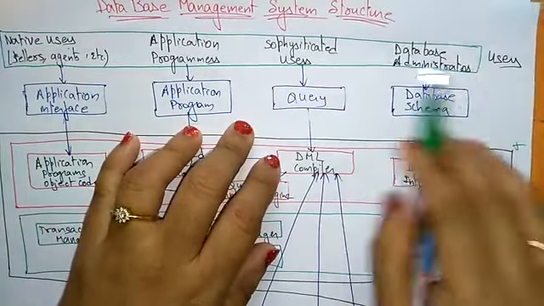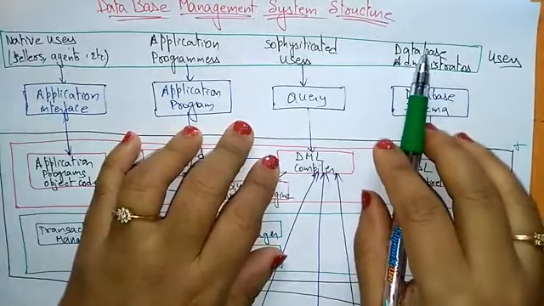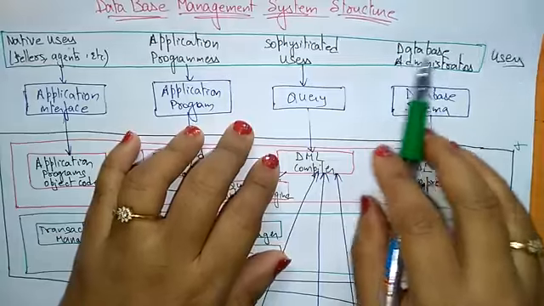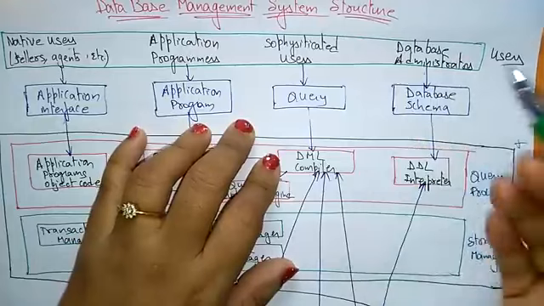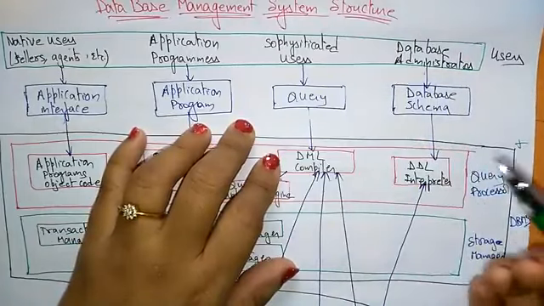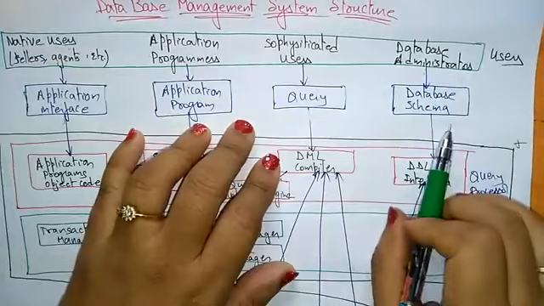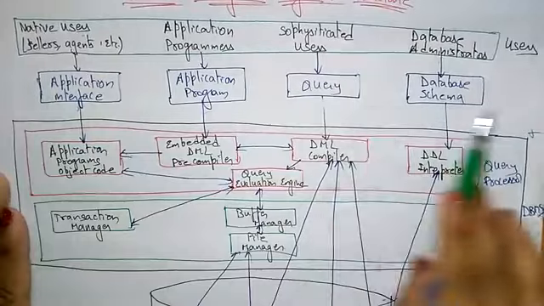The database administrator is the only person who maintains the database in an organization. He has the privileges to modify the database and to enter whatever he is able to. He can interact with the database schemas. So this is completely the application layer.